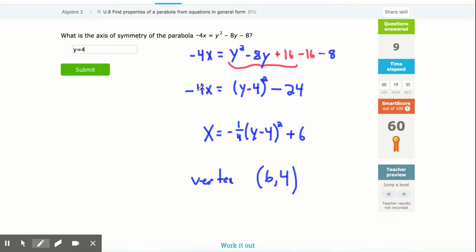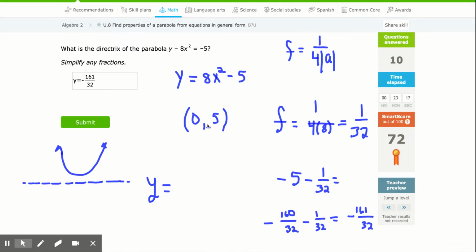Then I have to divide that negative 4 over, which gives me an a value of negative 1/4. This negative 24 divided by negative 4 gives me a positive 6, which now I have in vertex form. It tells me my vertex is 6, 4. Now the y was being squared, and it's negative, so it's open to the left. And my axis of symmetry is going to be a horizontal line through this point. So my axis of symmetry will be y equals 4, just like here, y equals 4.